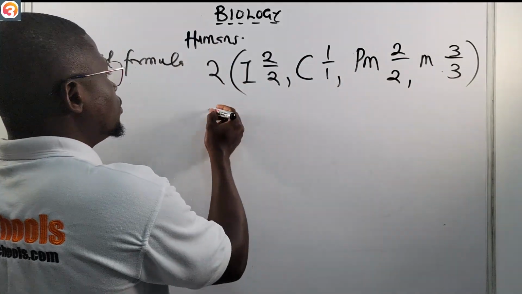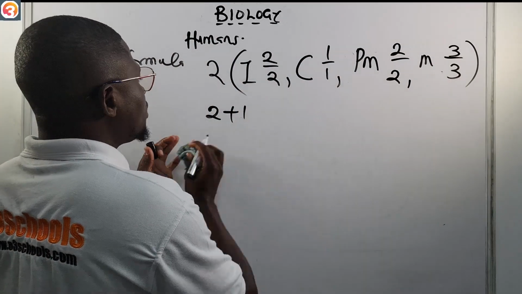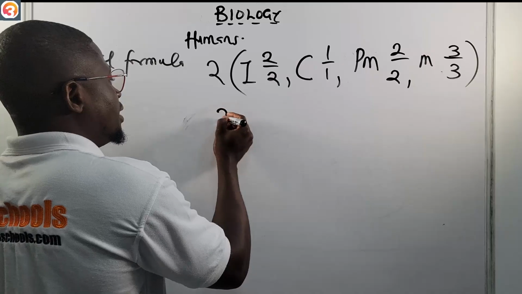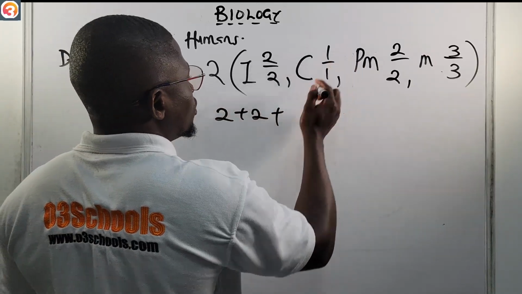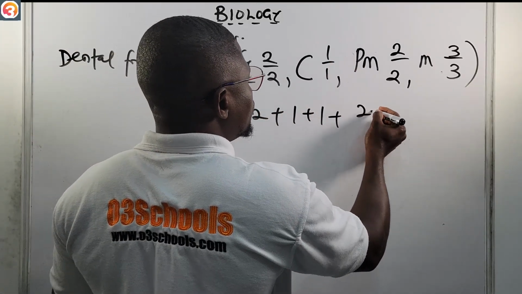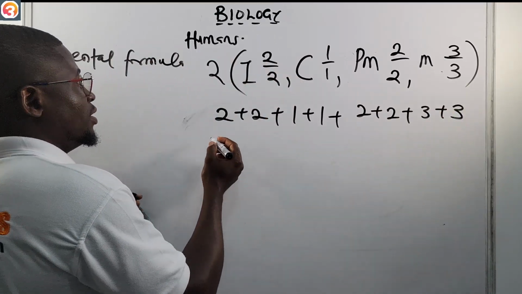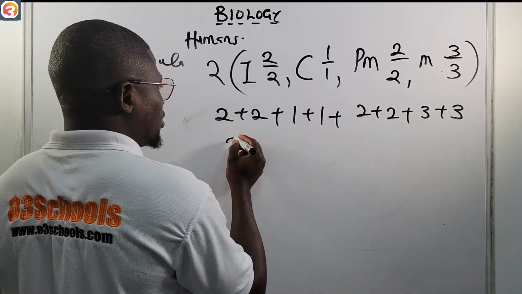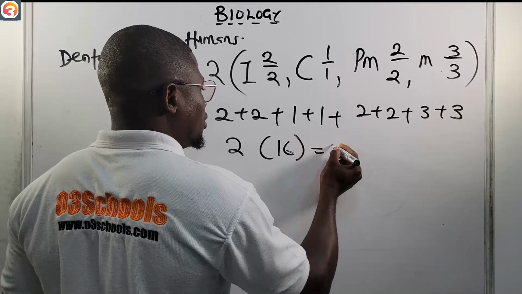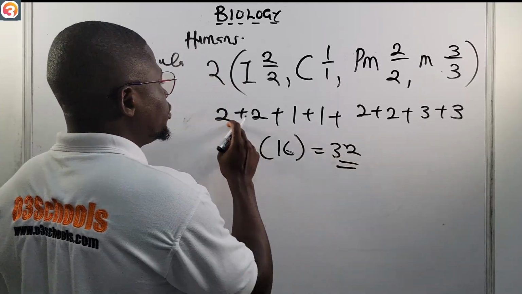If you add 2 plus 2 for the incisors, then plus 1 plus 1, then plus 2 plus 2, then plus 3 plus 3. All right, what are we going to have? I'm going to have 16. All right, so I'm going to have 2 into 16, which is equal to 32.